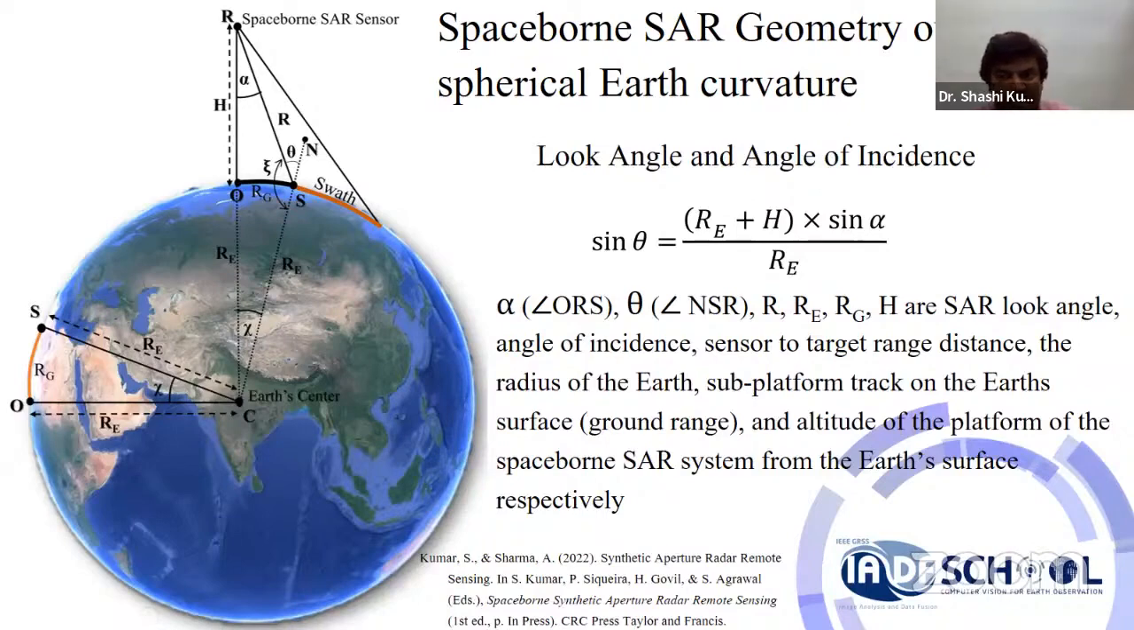Now where Re is representing the curvature of the earth, H is representing the altitude of the sensor, that will be 400 to 800 kilometers, and alpha is going to represent the look angle. Okay, so here you can see that with the help of that, one will be able to calculate the angle of incidence in the near range. If the swath is represented here in the yellow color, then from near to far range, this calculation is used to calculate the angle of incidence.